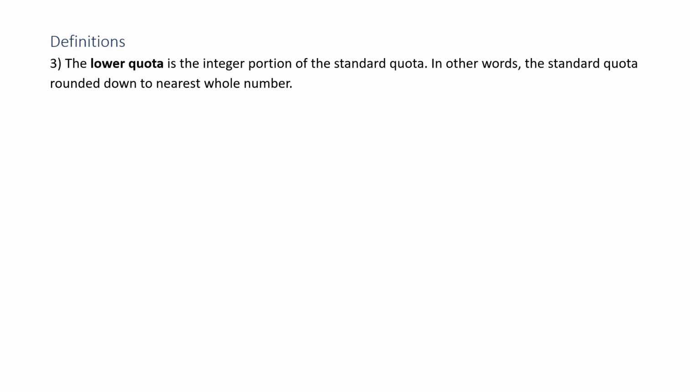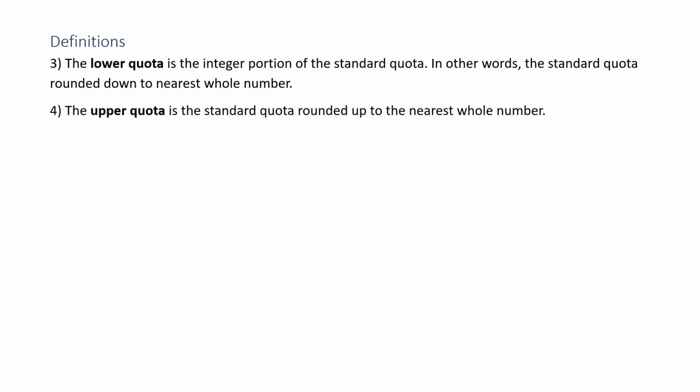The next definition is called the lower quota. The lower quota is the integer portion of the standard quota. In other words, the standard quota rounded down to the nearest whole number, regardless of what the decimal numbers are following it. And the upper quota is the standard quota rounded up to the nearest whole number.